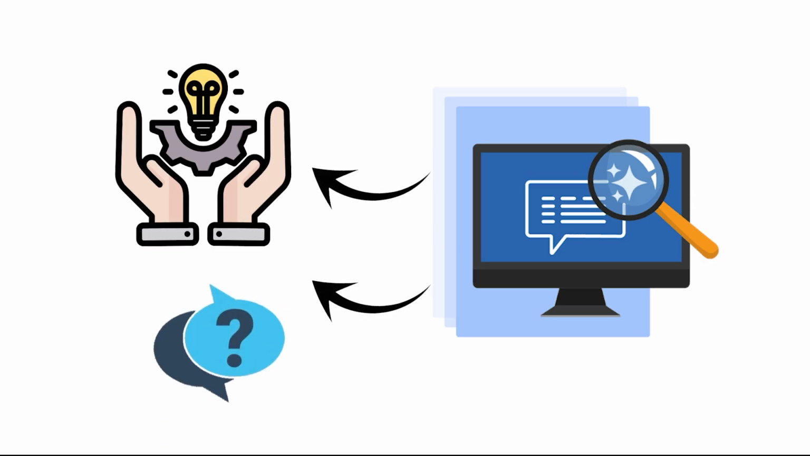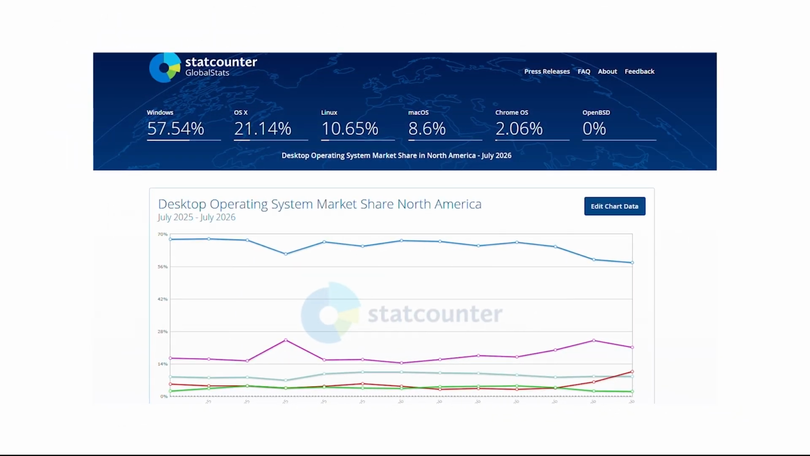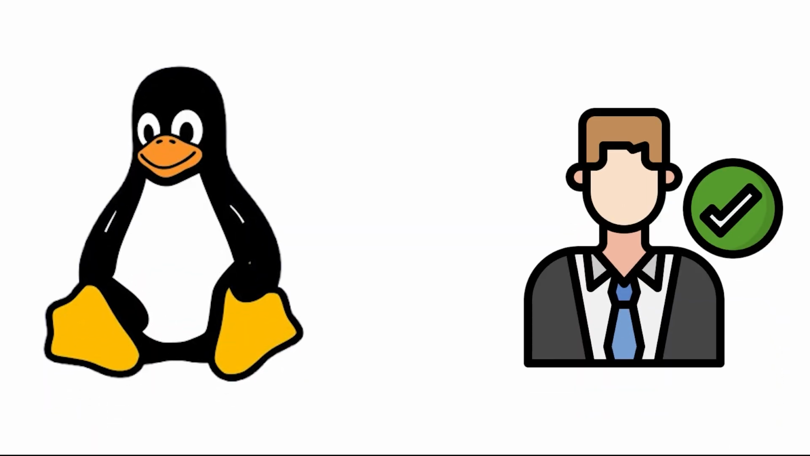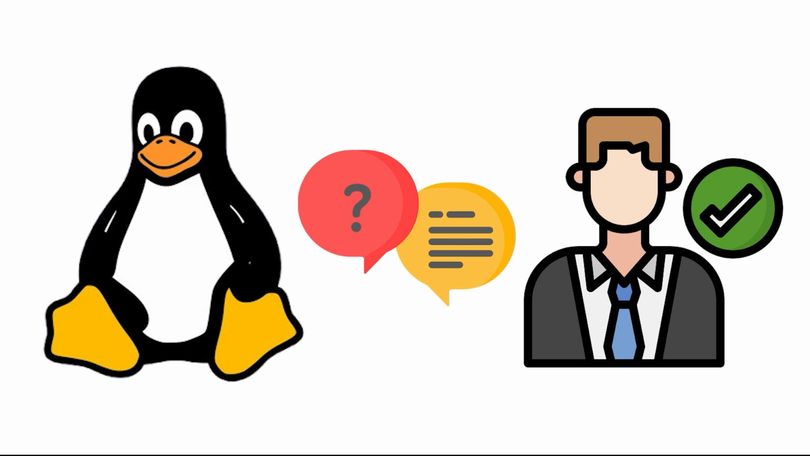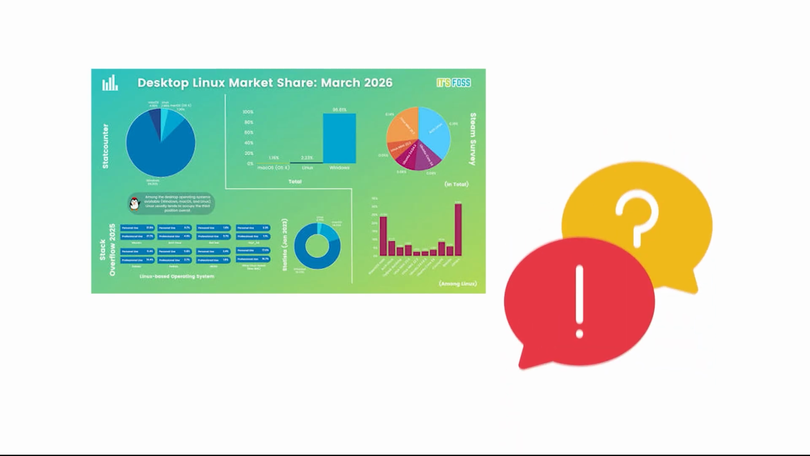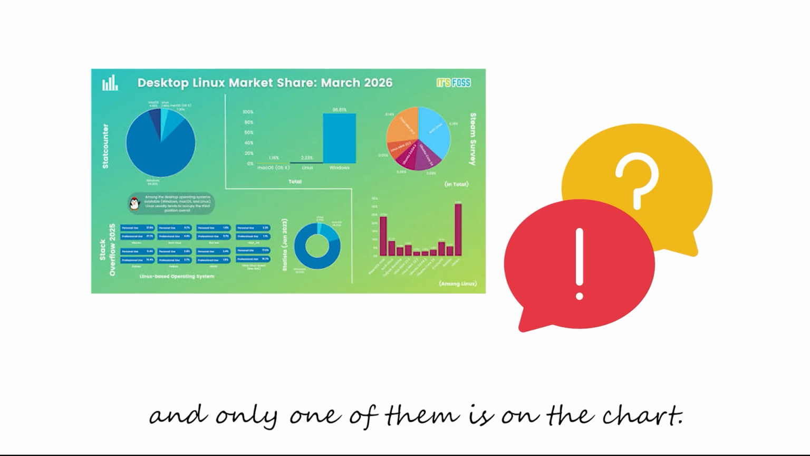A percentage built on page views answers one question. Of all the web pages loaded in this region last month, what fraction carried a Linux token in the user agent? It does not answer the question you are actually asking. How many people around me are running Linux? Those are different questions with different answers, and only one of them is on the chart.